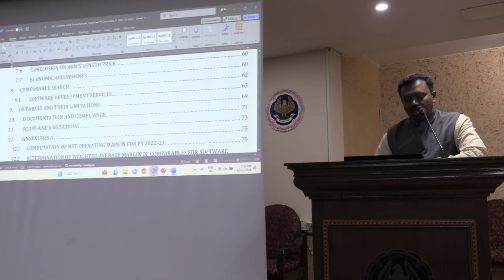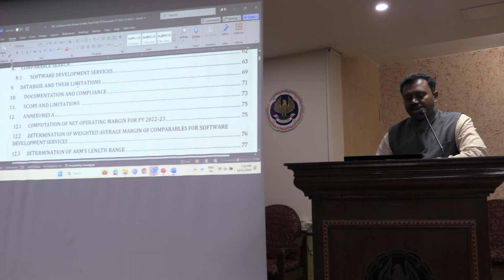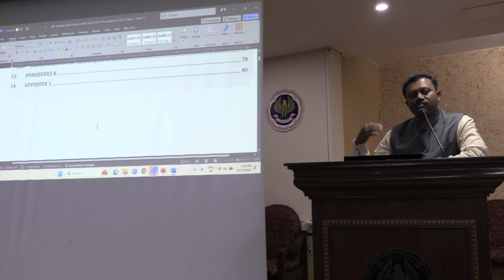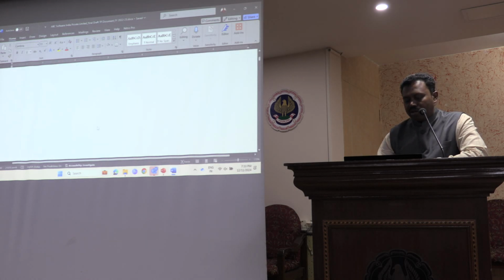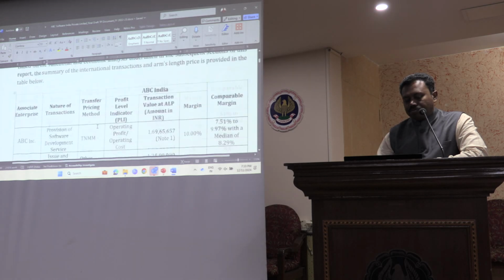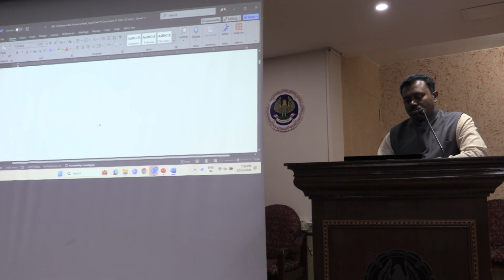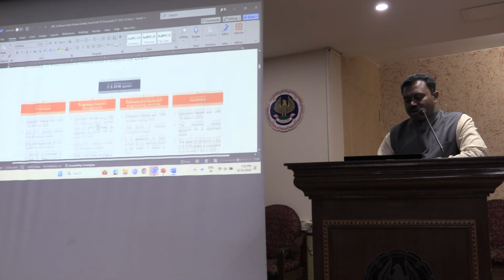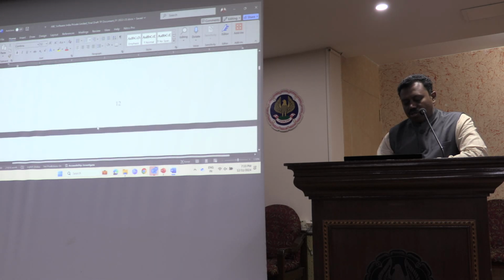Those are the adjustments. Then comparable search, database and their limitations, computation of net operating margin, determination of weighted average margin, determination of arm's length range, annexures, appendix. We have some provisions, we have workings, etc. coming later. So enter the TP document. It comes with a full amount of data. This is some 80-page document.